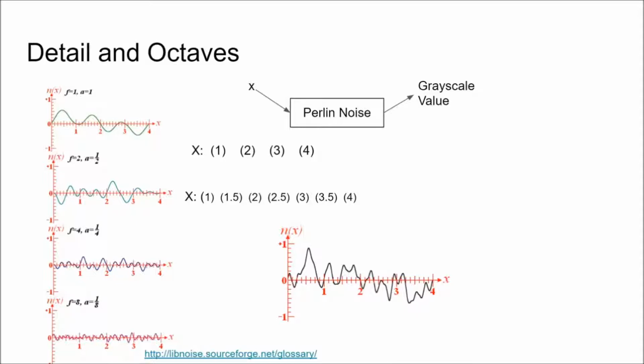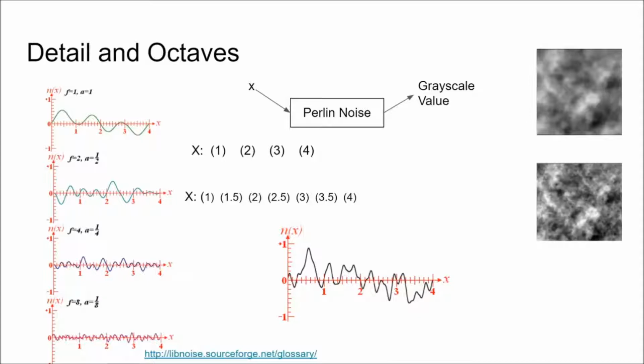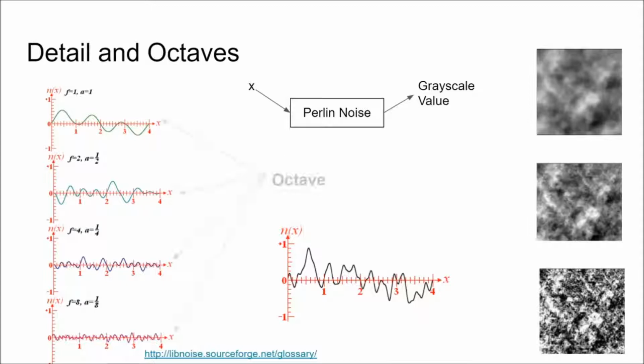Now we can apply this to a 2D plane here. We have one, the Perlin noise generator that we talked about before, that's very cloudy looking, but when we add more samples, higher frequency, you can see that we get more detail. And if we do that again, you see that we get even more detail.